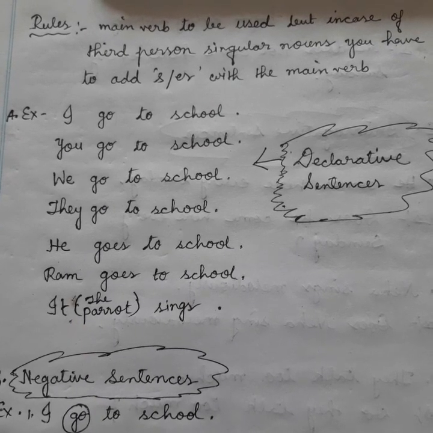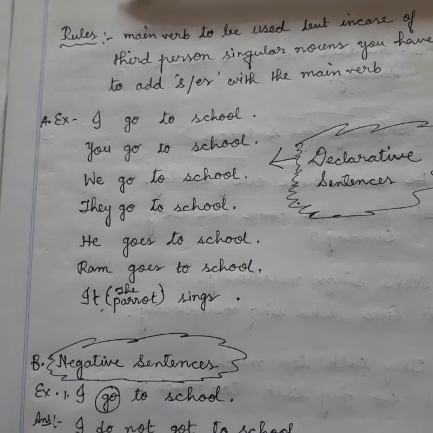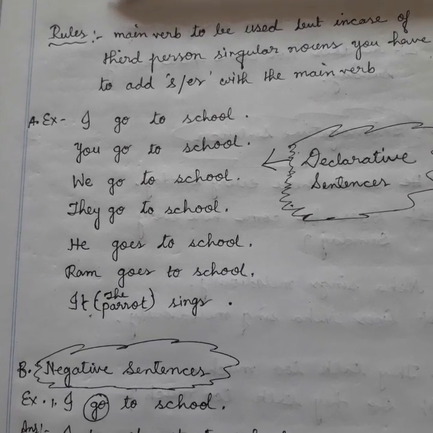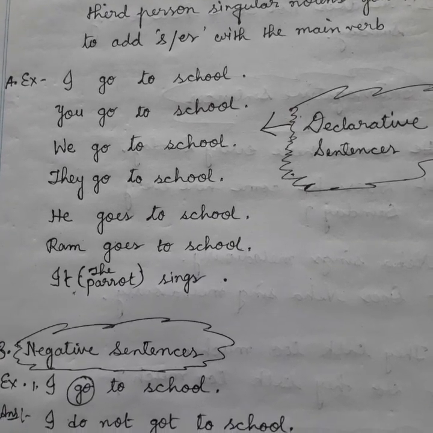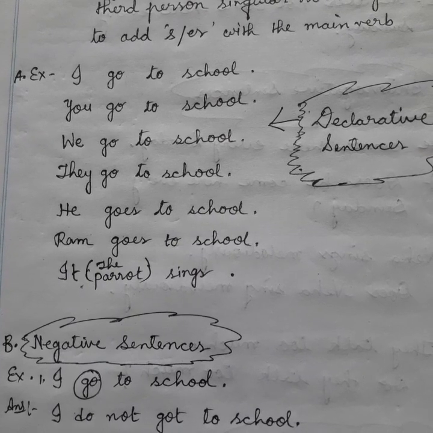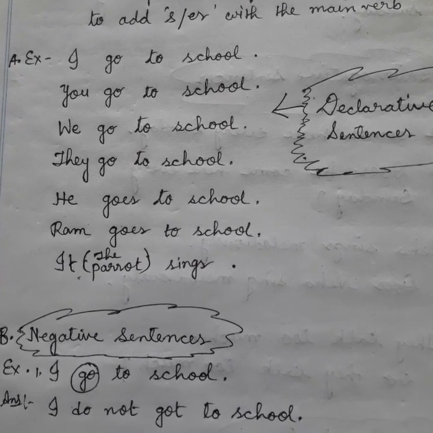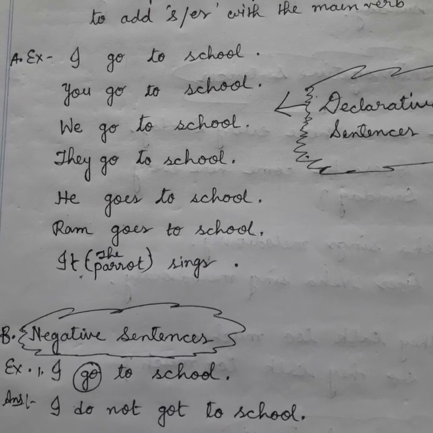I have given some examples. So here I have used the verb according to the person. I hope you know first person, second person and third person. First person means the person who is talking. Second person means the person who is listening. And third person means the person who is being talked about. Okay. So these are the facts.